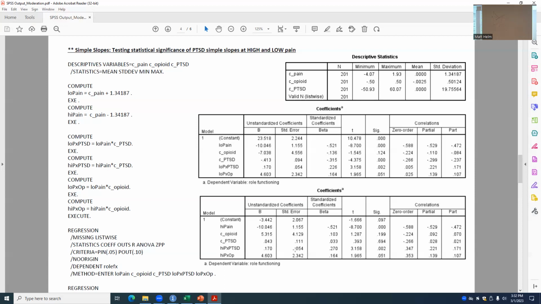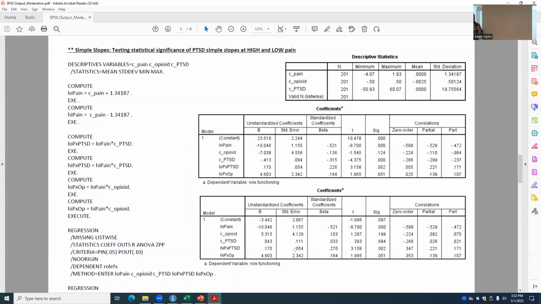What we'll get is evidence of, say we have something that looks like this, and then something that looks like this, right? And we get p-values that are saying both at high and low levels of pain, we still have evidence for an association with PTSD and neural functioning.